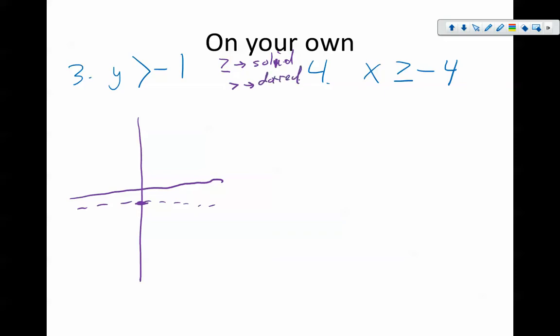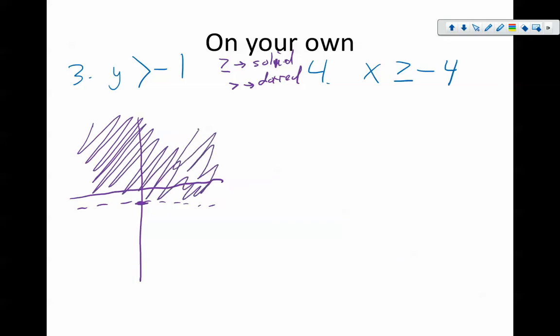Okay. And then we got to decide on the true side, which the y is greater than -1, which values for y make a true statement. That would be the ones bigger than -1. So we're shading this section up here.